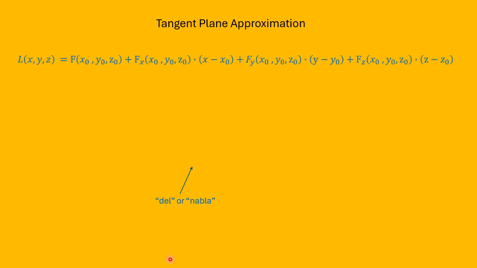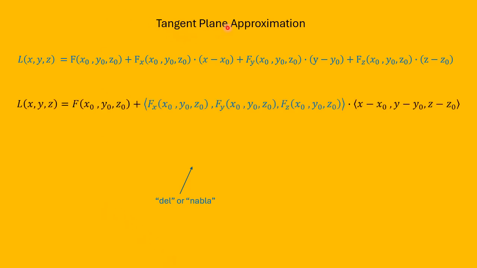So the linear approximation of f, L of x, y, we saw could be written as f of x0, y0 plus the partial of f with respect to x at x0, y0 times x minus x0, plus the partial of f with respect to y at x0, y0 times y minus y0. Well, if we look at these terms up here in blue, we can write this sum, this term plus this term over here, as the dot product of two vectors.